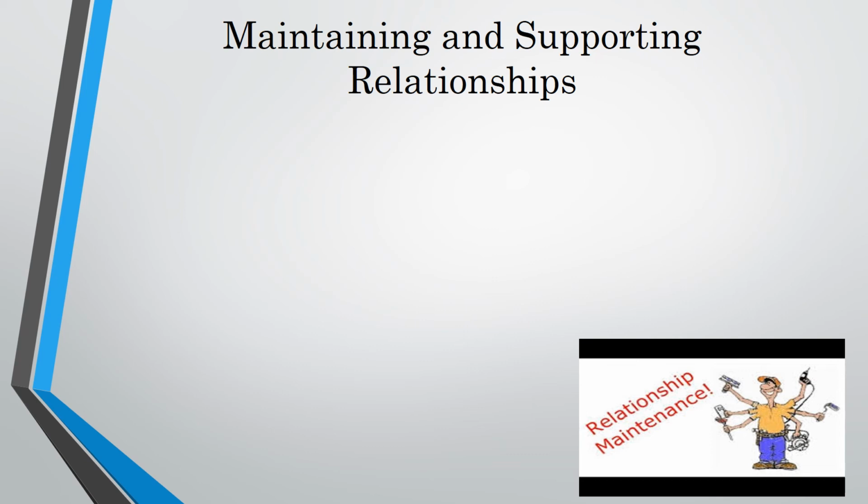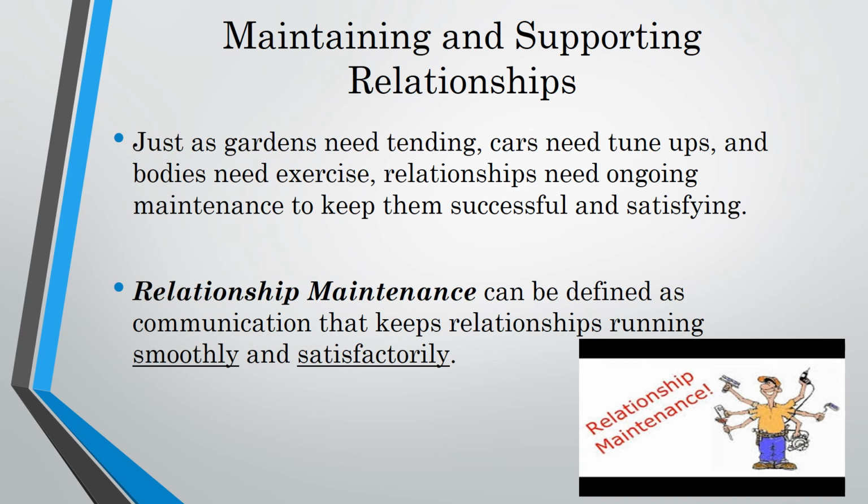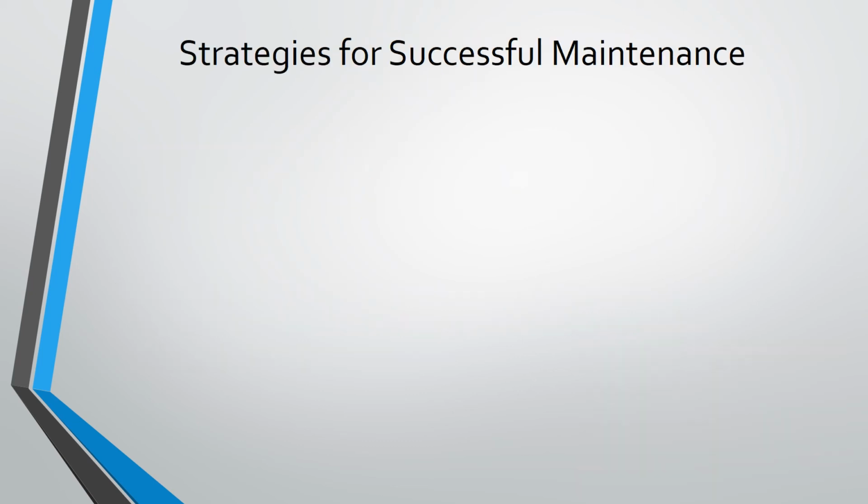Next, let's talk about maintaining and supporting our relationships. Just as gardens need tending and cars need tune-ups, and bodies need exercise, relationships need ongoing maintenance to keep them successful and satisfying. Relationship maintenance, then, is a term that can be defined as communication that keeps relationships running smoothly and satisfactorily. Let's talk about some strategies, then, for successful relationship maintenance.